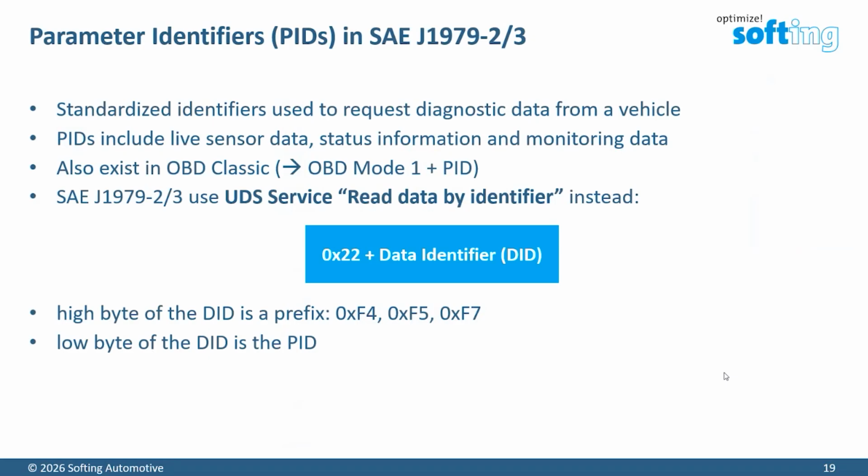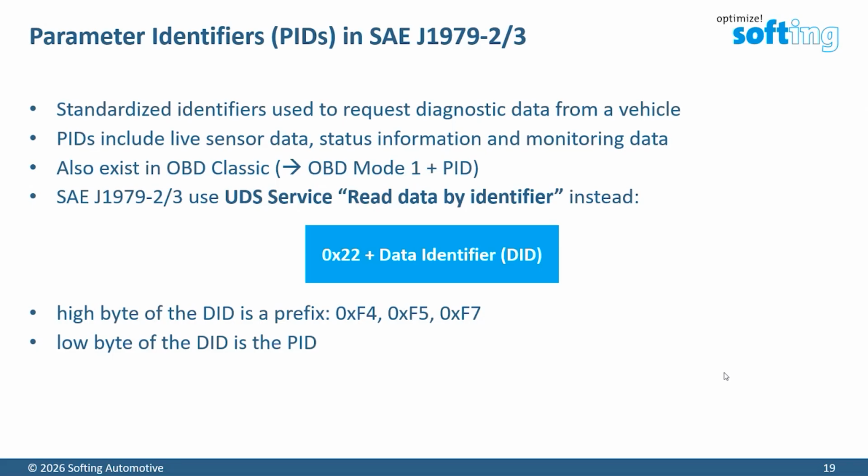What about parameter identifiers? These are standardized identifiers used to request diagnostic data from a vehicle. They are also called PIDs, and the PIDs include live sensor data, status information, or monitoring data. They also exist in OBD Classic, and when we use OBD mode 1, then this is combined with a PID, a parameter ID. But in the new standards, we use the UDS service read data by identifier instead.